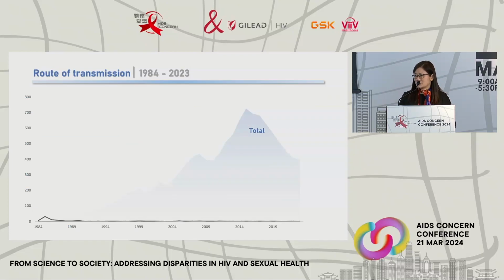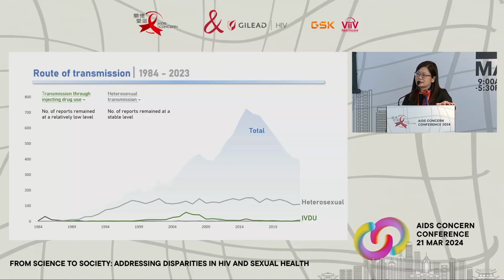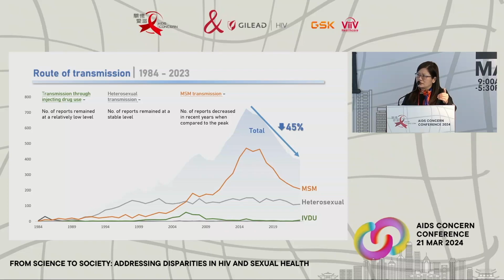Regarding the routes of transmission, all along these 40 years, transmission through injecting drug use has been at a relatively low level. For heterosexual transmission, it has been quite flat over the past 2 to 3 decades, with around 100 heterosexual cases reported each year. For MSM, it accounts for the majority of the drop, and the drop is even more prominent among MSM than the overall drop.